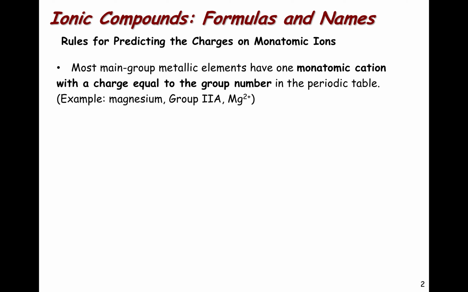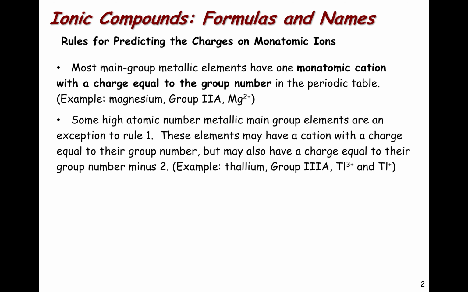If you're dealing with main group elements, the cations that are formed generally correspond to the group number. So, for example, elements in group 1 tend to form 1 plus ions as their only ion. Elements in group 2 form 2 plus ions. If you go over into the P block, group 3A, elements that are lower down in the periodic table tend to form positively charged ions with a 3 plus charge, but also can have positive ions that have 2 units of positive charge less.